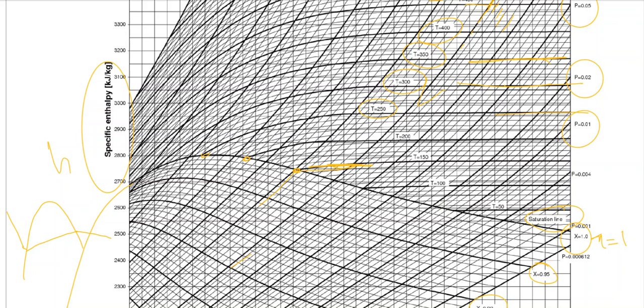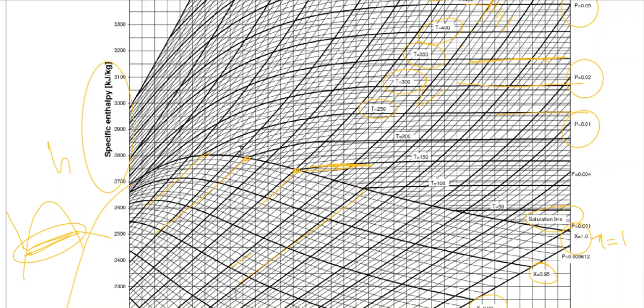Now, if you can imagine, inside the vapor dome, the temperature line and pressure line are both parallel. So whatever the line of pressure is over here inside the vapor dome, we can also just regard it as a temperature line as well. So inside the vapor dome, you can find the temperature from the pressure line as well. So they are different things.